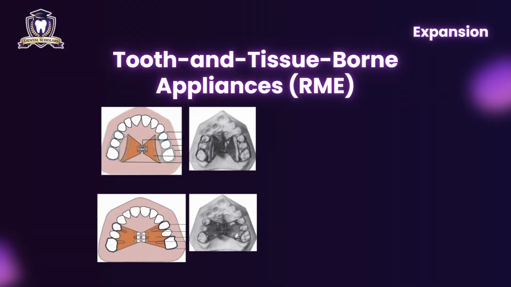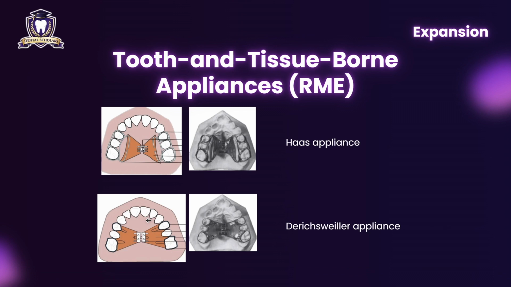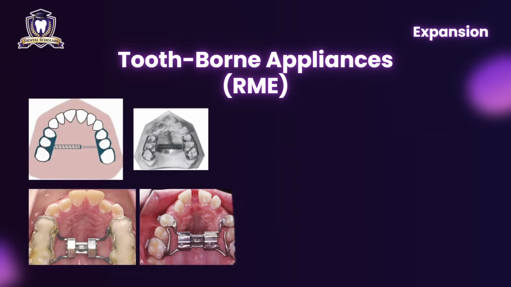Let us now start with the rapid maxillary expansion appliances. The RME appliances can broadly be classified into tooth and tissue-borne appliances and tooth-borne appliances. In tooth and tissue-borne appliances, we have the Haas appliance and the Derichsweiler appliance. Both of these appliances have an acrylic palatal coverage and they use a jack screw for activation. The disadvantages of these two appliances are that they cause palatal irritation and oral hygiene maintenance is difficult with these two appliances.